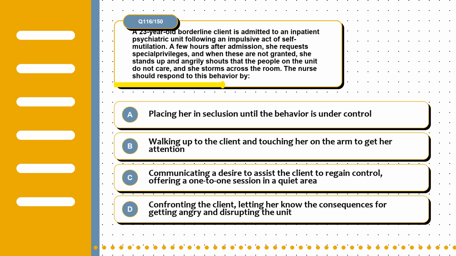Here are the options. Option A. Placing her in seclusion until the behavior is under control. Option B. Walking up to the client and touching her on the arm to get her attention. Option C. Communicating a desire to assist the client to regain control, offering a one-to-one session in a quiet area. Option D. Confronting the client, letting her know the consequences for getting angry and disrupting the unit.